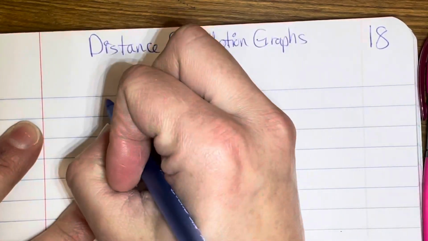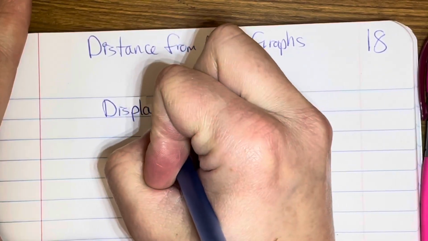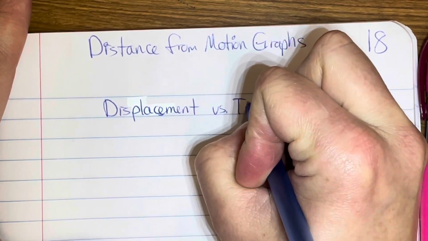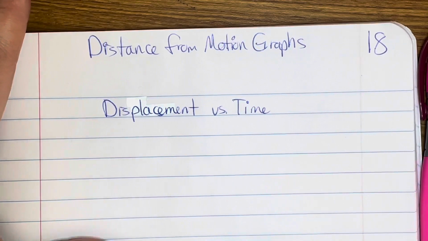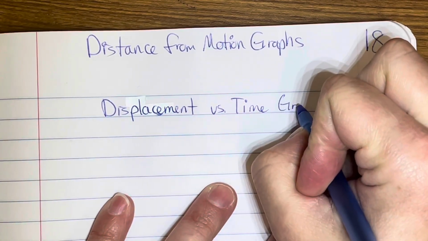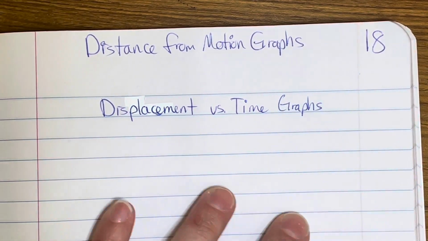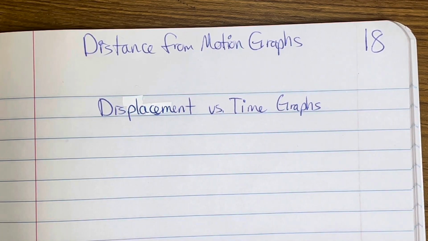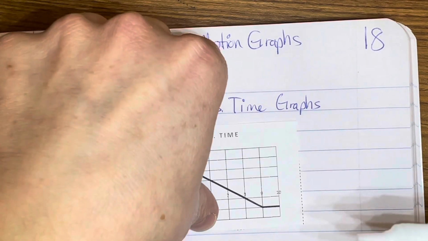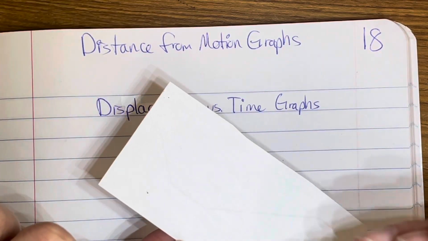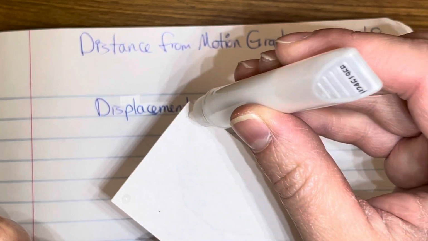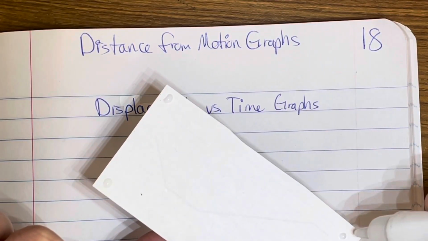Okay, so we're going to start off analyzing displacement versus time graphs, which we're going to analyze first. So look at all your graphs that you have cut out. Find the one that says displacement versus time. Glue it in, but just put a dot of glue on each corner, the smallest dot you can, because we're going to actually write on that graph. So just a dot of glue on each corner.